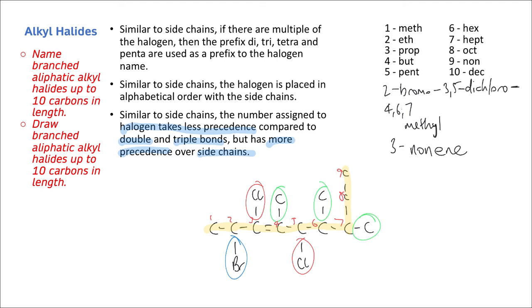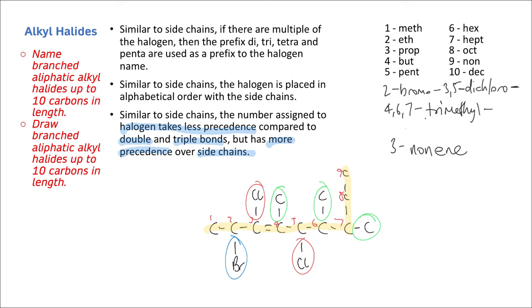Okay, I should really write this on one line, but I didn't have space. 4, 6, 7, and it's going to be a trimethyl because there are 3 of them. Trimethyl. 3-non-ene. Okay, and so that's the name of that substance there.